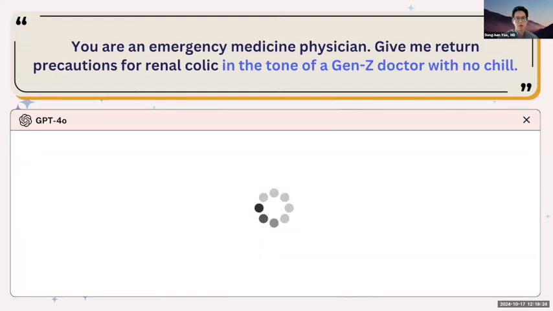Okay, let's try another example. You are an emergency medicine physician. Write me return precautions in a tone of a Gen Z doctor.